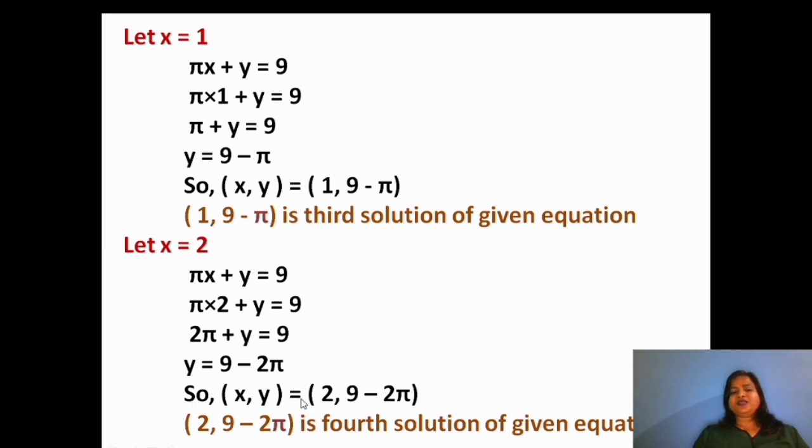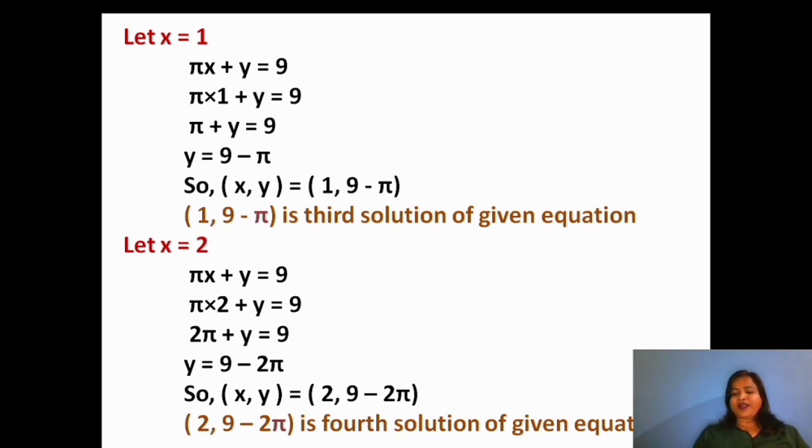So (x, y) is equal to (2, 9 minus 2 pi). 2 is the value of x and 9 minus 2 pi is the value of y. So we have written here in the form of (x, y) is equal to this. (2, 9 minus 2 pi) is the fourth solution of the same equation. So we have found 4 solutions of the second equation.